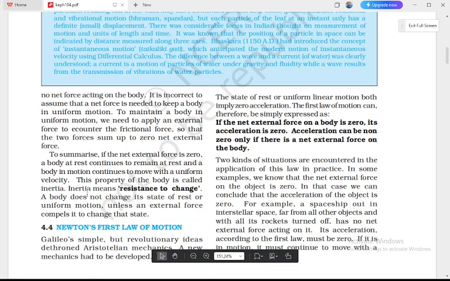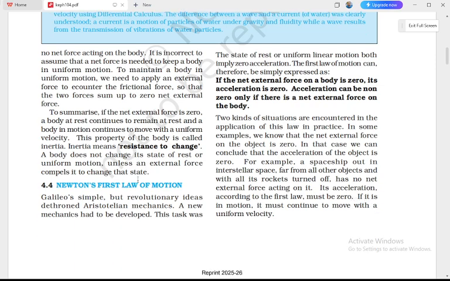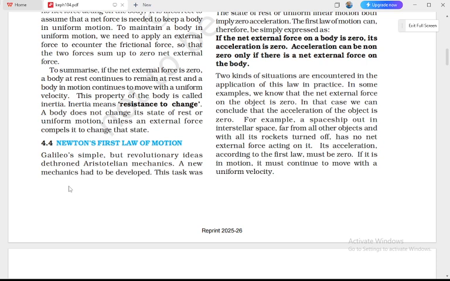To summarize, if the net external force is zero, a body at rest continues to be at rest and a body in motion continues to move with uniform velocity. This property of the body is called inertia. Inertia means resistance to change. The body does not change its state of rest or uniform motion unless an external force compels it to change that state. Now we'll learn about Newton's first law of motion.